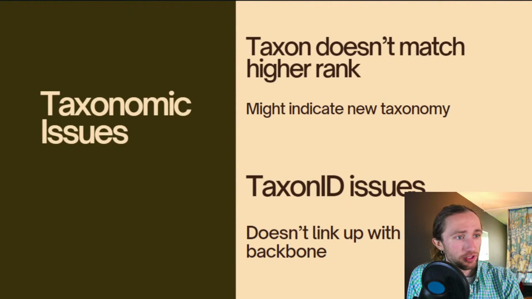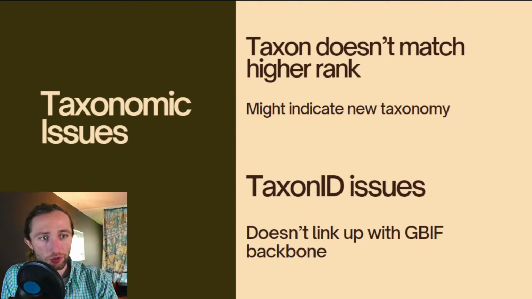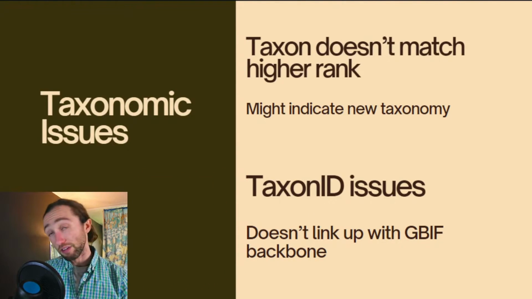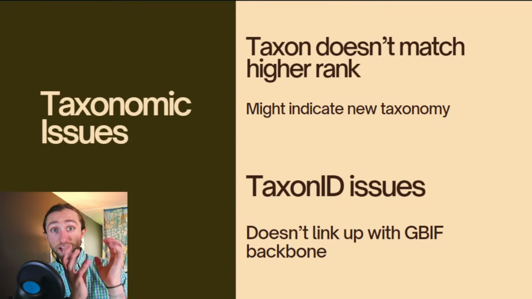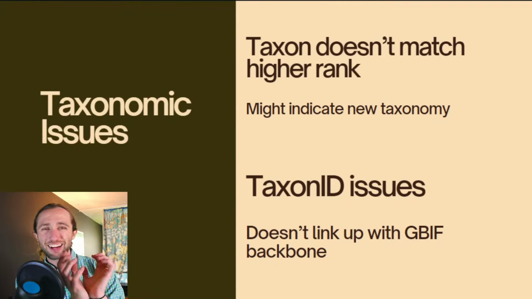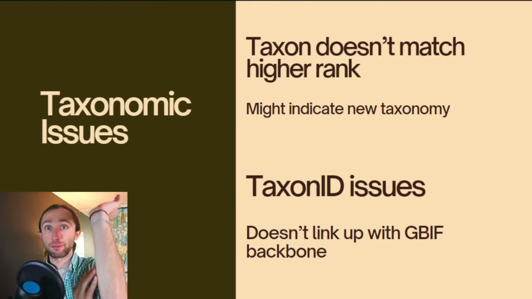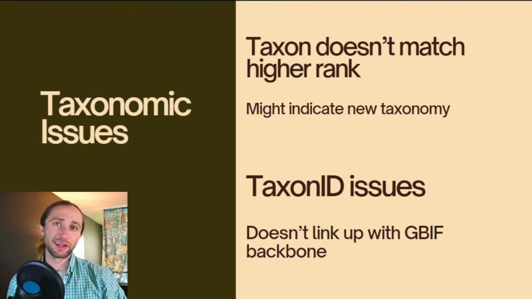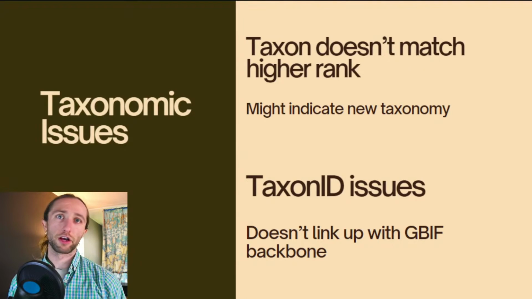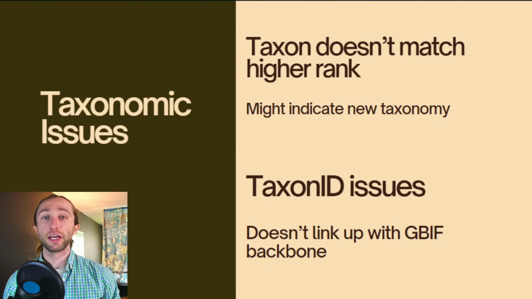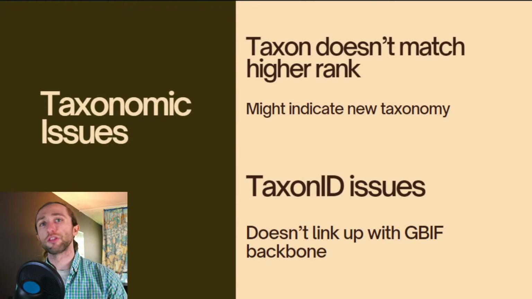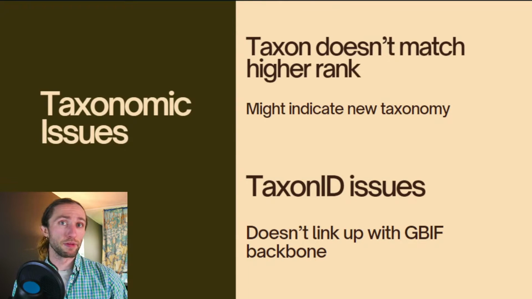The next one I want to talk about are taxonomy issues. One of them could be that the taxon doesn't match the higher rank. This essentially means that we say it's this species, but it doesn't actually match with the family level designation or the genera level designation. This is just saying that there could be new taxonomy that may not have been updated yet, or it could be that this is the wrong species and the other information is correct. So just look at these issues and figure out step by step what might be the issue.